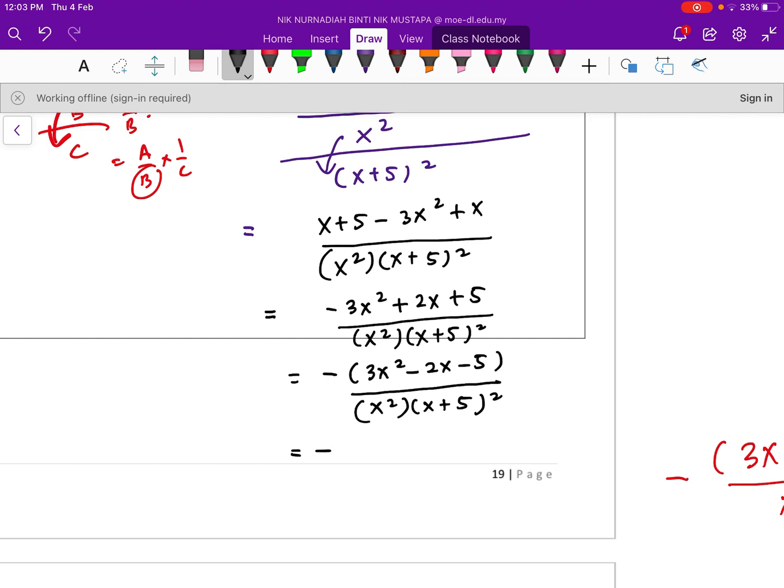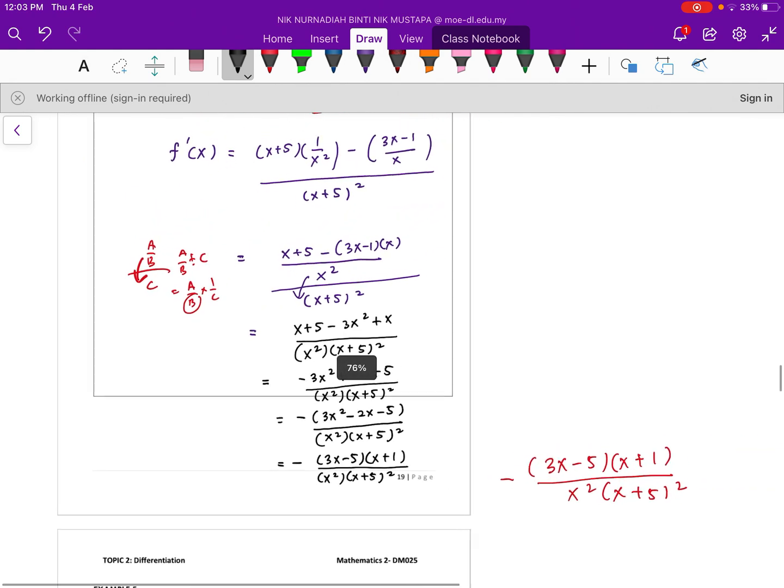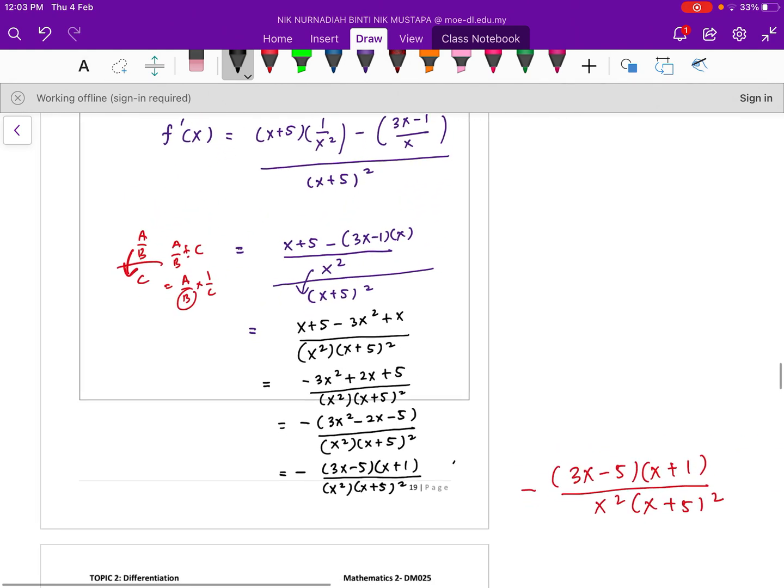Okay, this one, dia akan jadi negative. Saya dah tekan dah calculator. Dia akan jadi 3X minus 5, and then X plus 1 over X square X plus 5 square. Okay, so that's the answer for the F prime X. This is the answer.